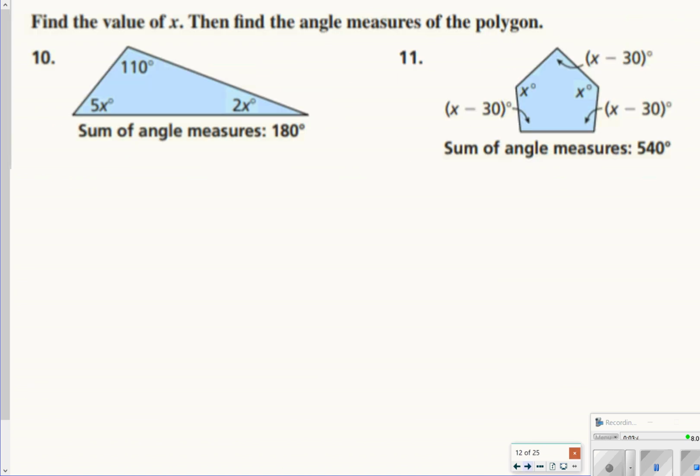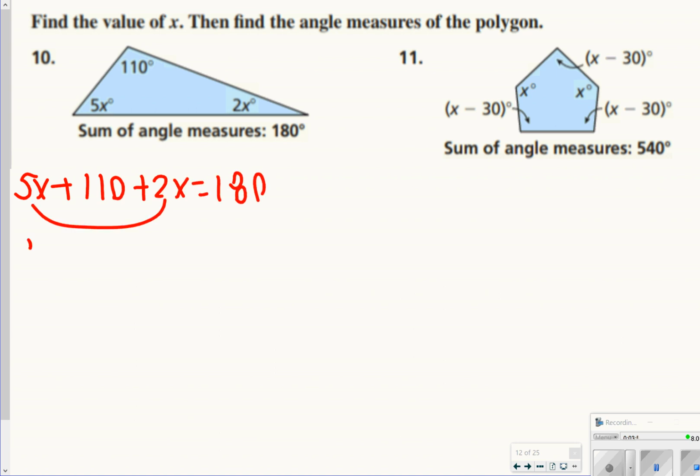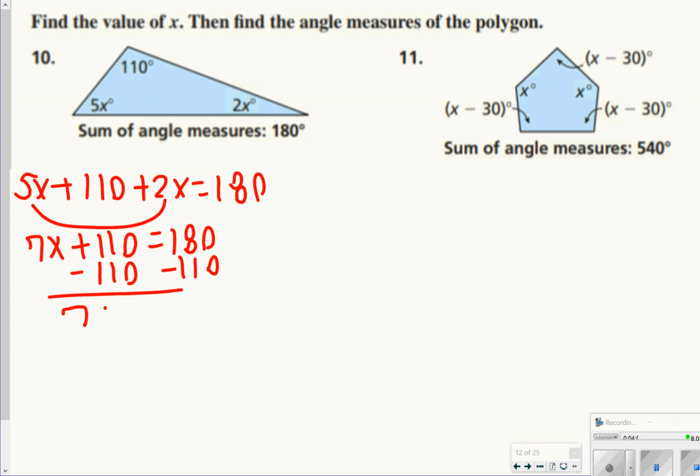For number 10, it says find the value of x, then find angle measures of the polygon. So for 10, I just wrote an equation first, 5x plus 110 plus 2x is equal to 180. I'm going to combine like terms to give me 7x plus 110 is equal to 180. And then subtract 110 from both sides to give me 7x is equal to 70. And then if I divide both sides by 7, I get x is equal to 10.